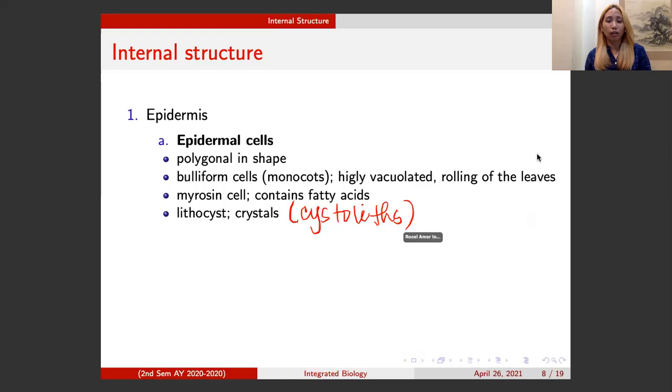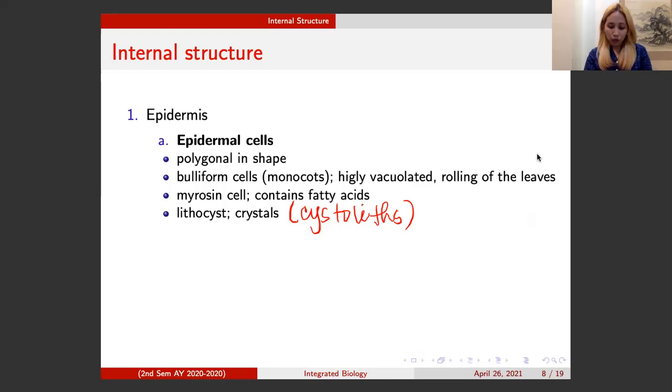Okay, we have photos of the bulliform cell and lithocysts later. However, myrosin cells are very rare, well, not really rare, but you will not see them in most of the higher plants. There are basically very few photos that you can see of myrosin cells. However, if you see them, since they contain fatty acids, you will notice that they look like bubbles. That's how they look, no? They don't look like they have empty spaces, but they look like bubbles under the microscope.